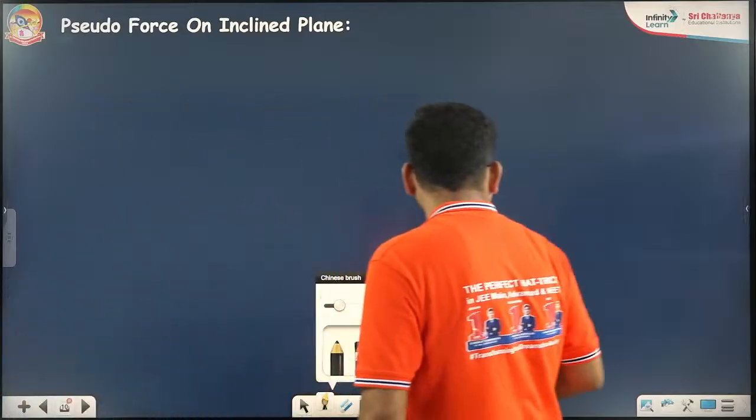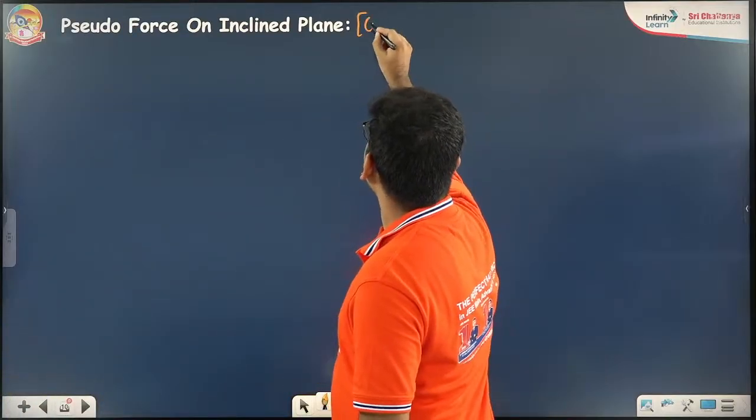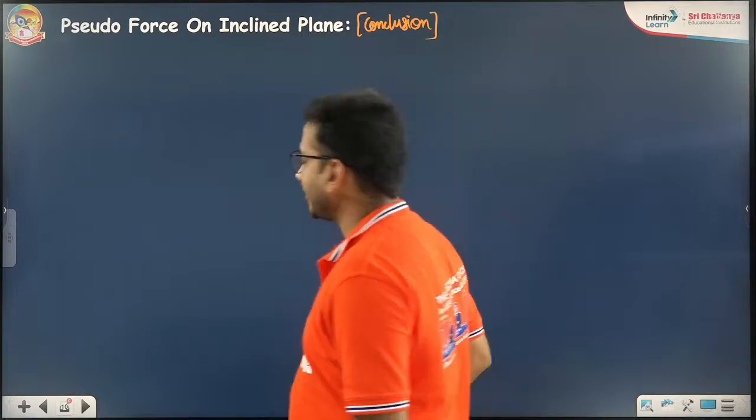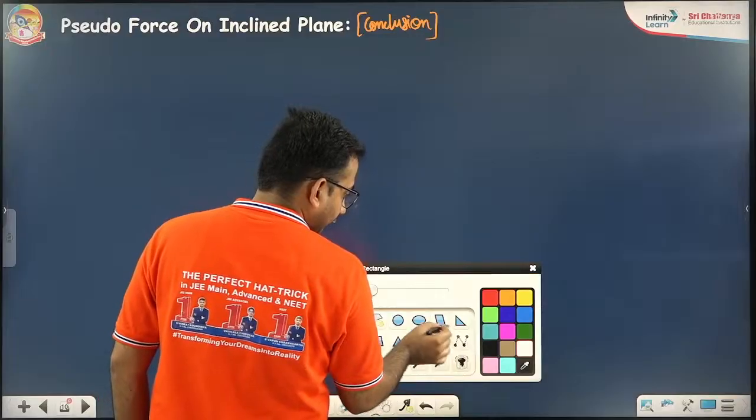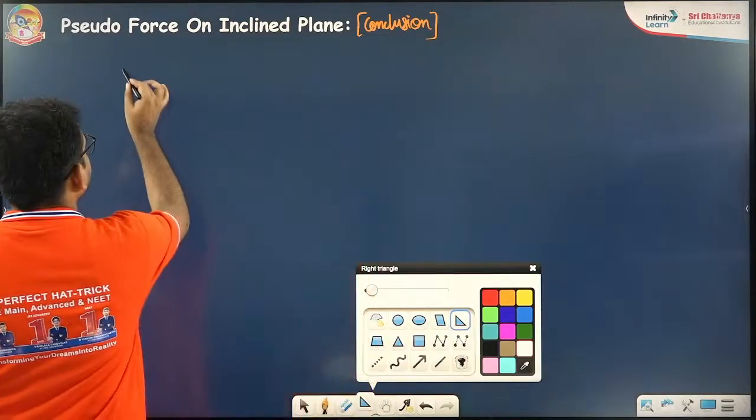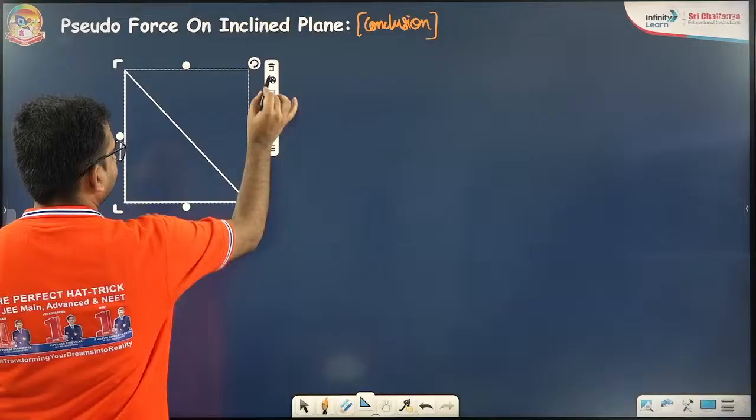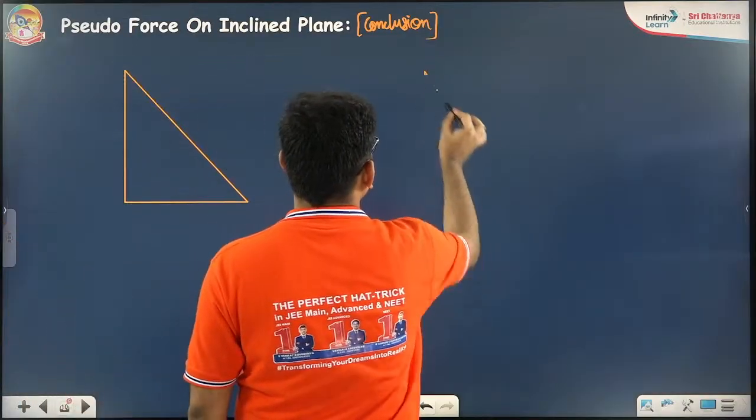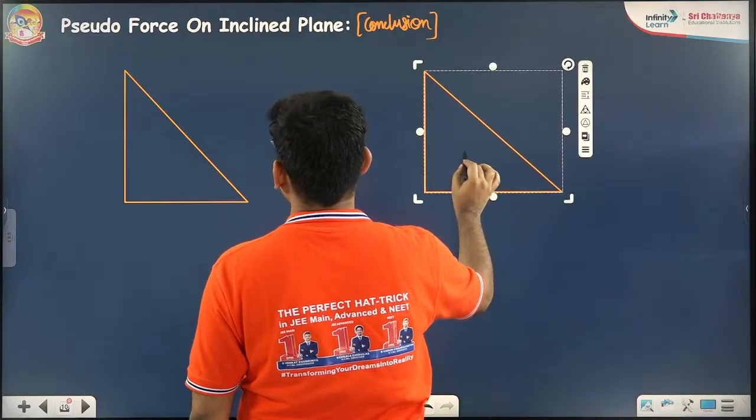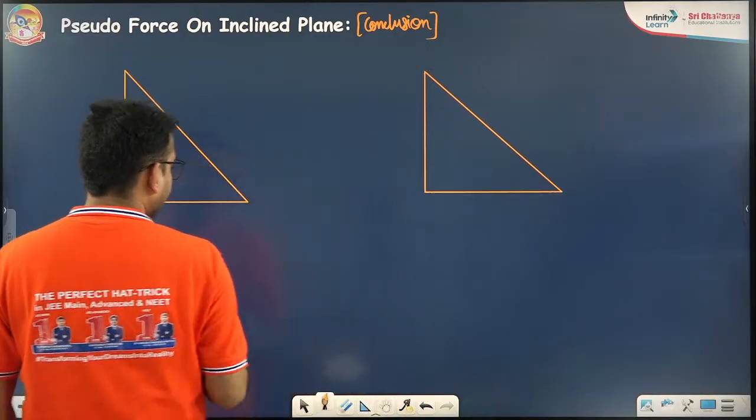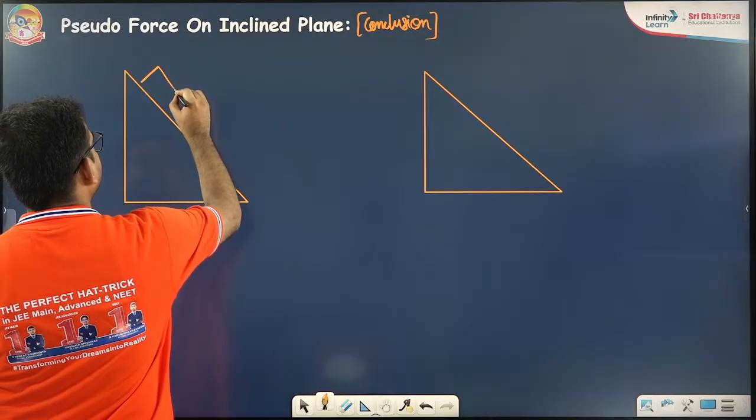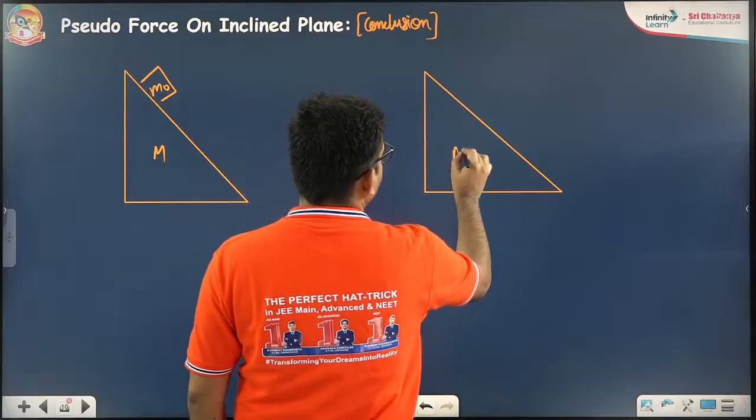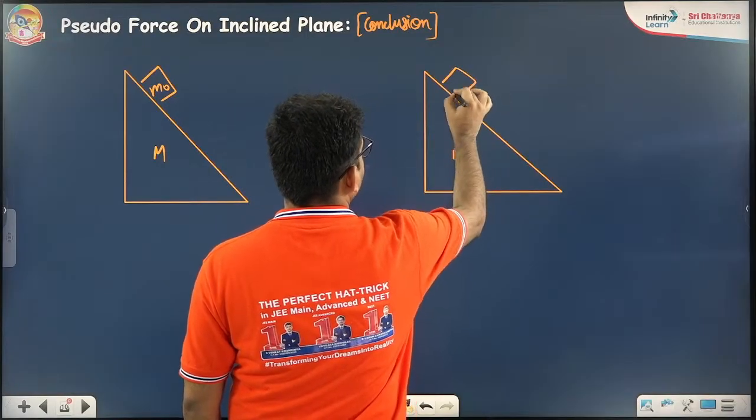We will talk about conclusion now. Whatever I have taught you, I would like to conclude it for this case study. Now suppose we have the wedge. We have the wedge here, and then we have the block here, this is capital M, and this is m0.